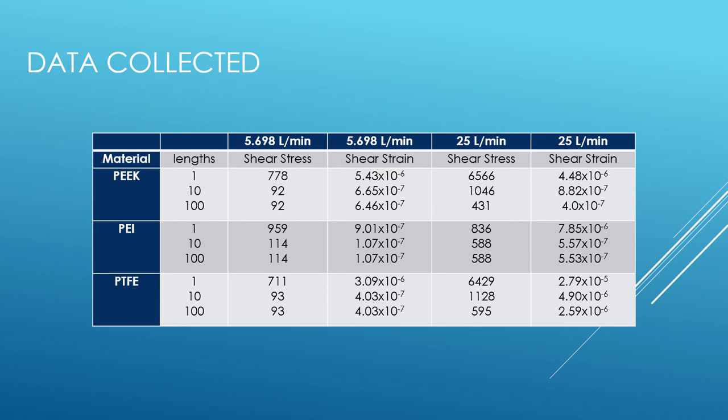Here we can see a table of the data collected from the models. This table shows the average shear stresses and shear strains for the models at the varying lengths, both for the simulations run at a flow rate of 5.6 liters per minute and a 25 liters per minute flow rate. This information was later transferred into graphs for further analysis.